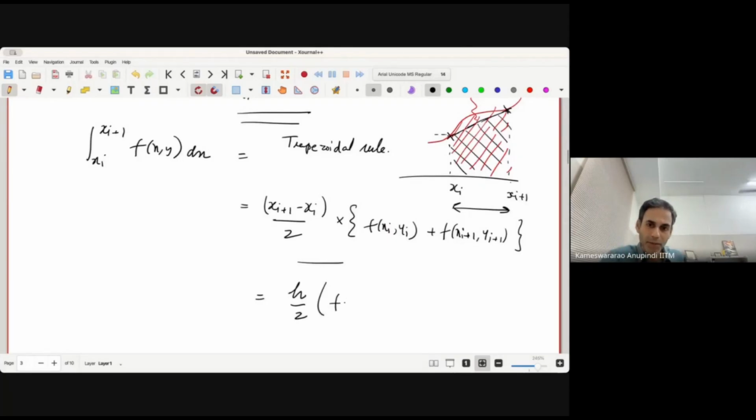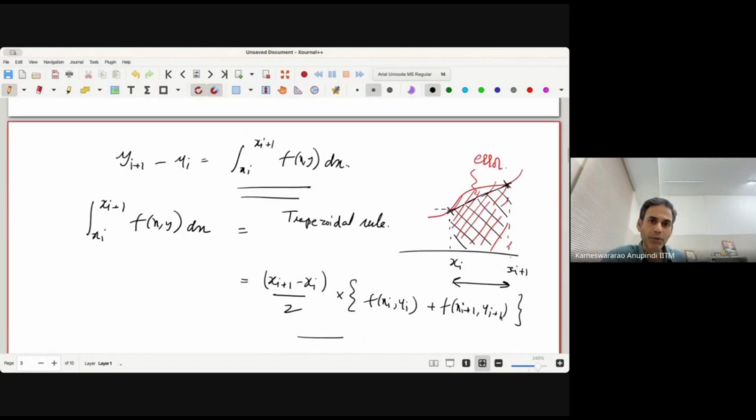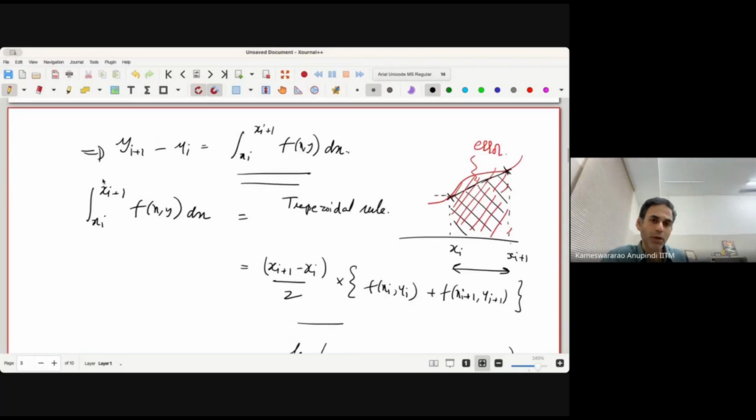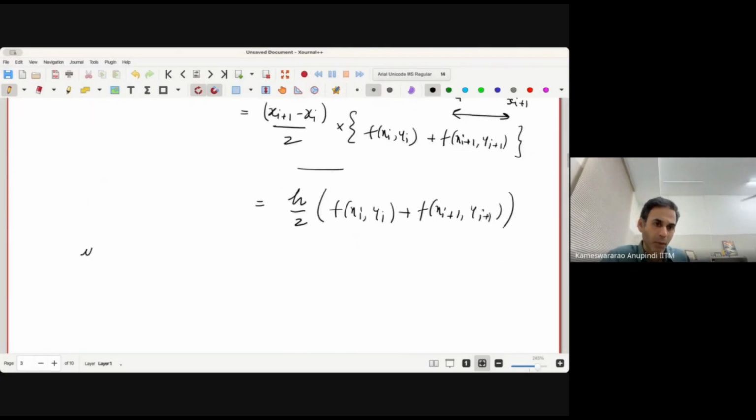The distance we have times f of xi, yi plus f of xi plus 1, yi plus 1. Okay, so that's the integration value. So if I go back and substitute into this formula, what we get is yi plus 1 minus yi. If I take this yi to the right hand side, we get yi plus 1 equals yi plus h by 2 times f of xi, yi plus f of xi plus 1, yi plus 1.